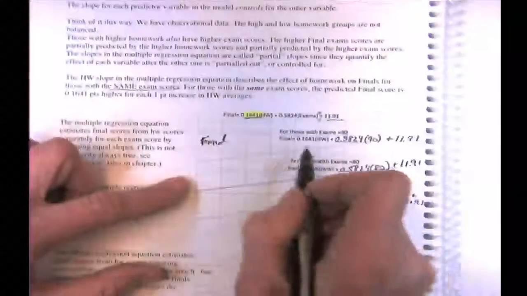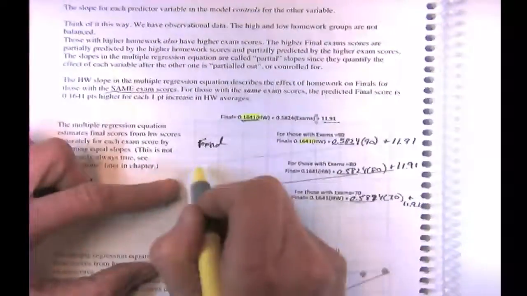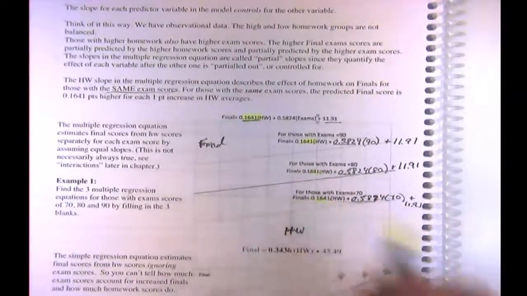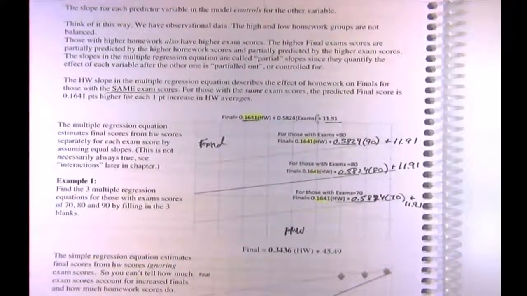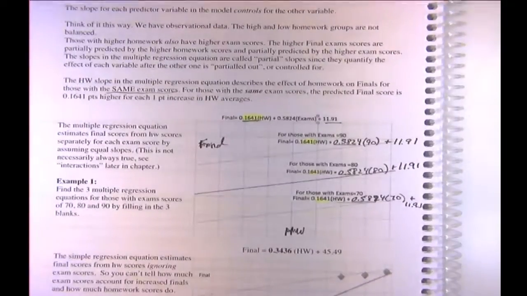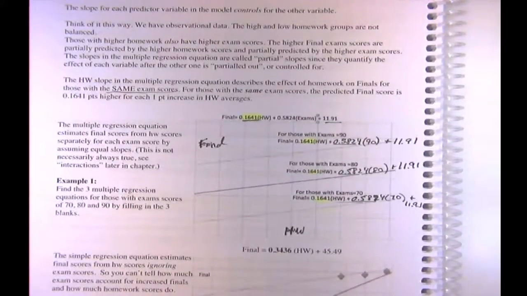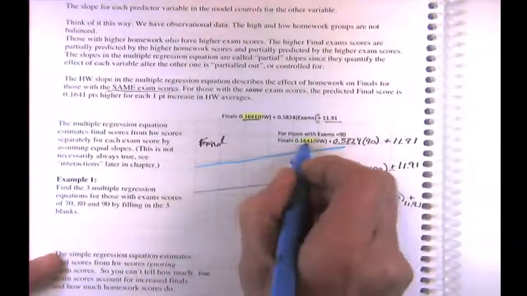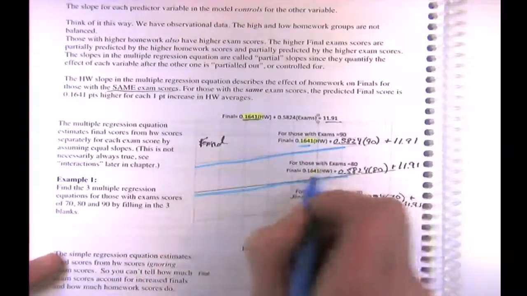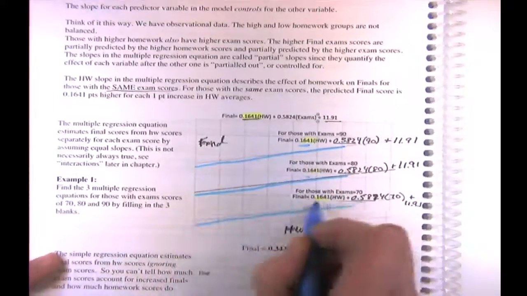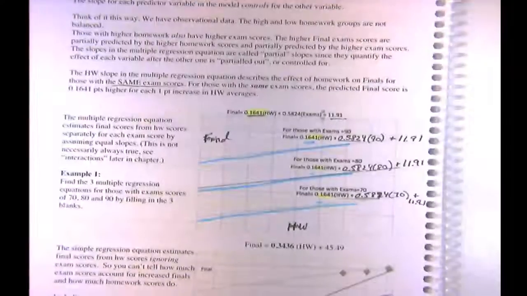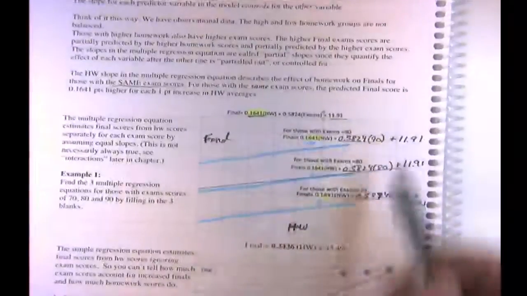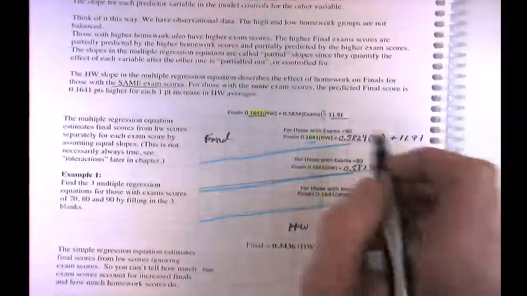And the slope is the same in all. See, these have slopes that are the same. All these lines are parallel because of that. Parallel. See? They're all parallel. They have the same slope. But their intercepts are different, and their intercepts are different because we're plugging in different exam scores. So what is this intercept?